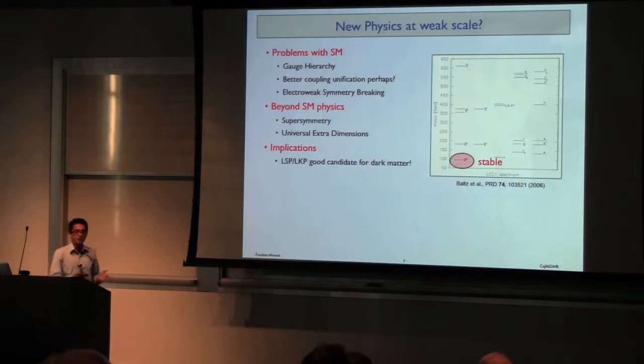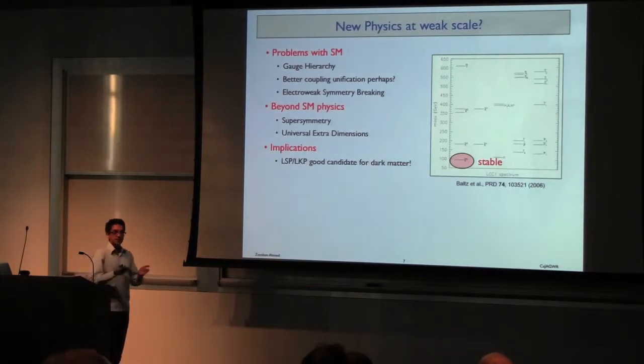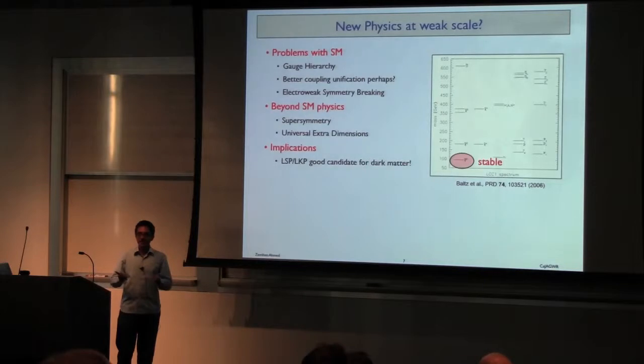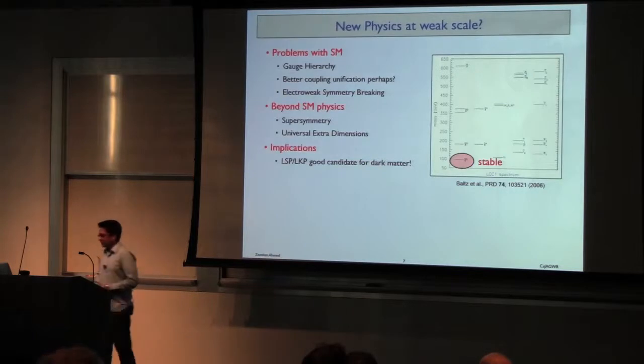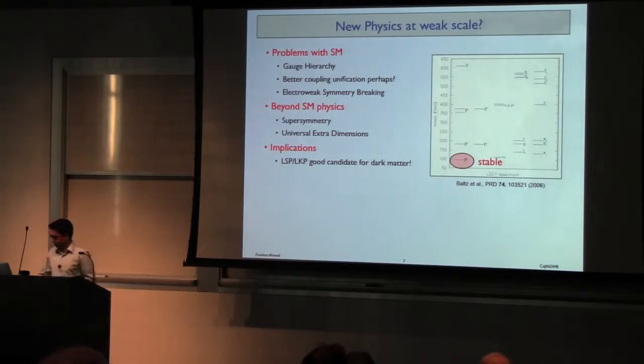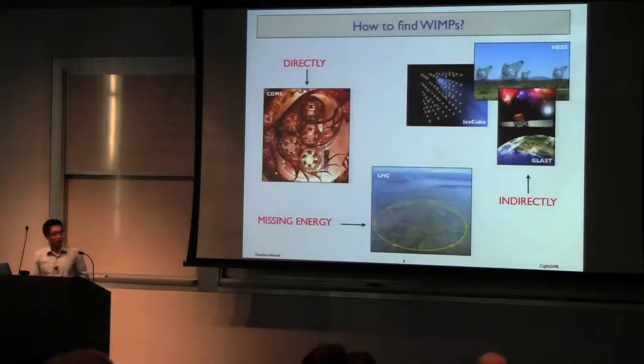So in cosmology, we're looking for something at the weak scale. It turns out that there are models in place in physics that, in order to try to solve physics problems, give us good dark matter candidates. So okay, WIMPs are a good model. How do we find them?